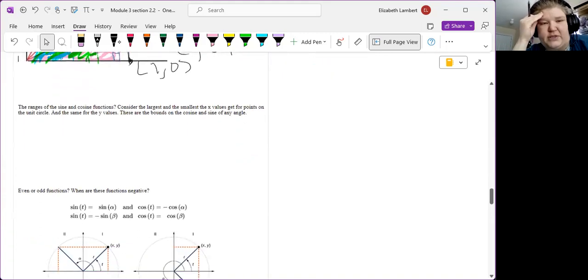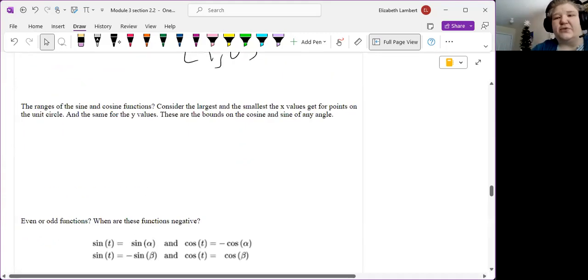All right, so the range of sine and cosine. So think about our unit circle if I go all the way around it.